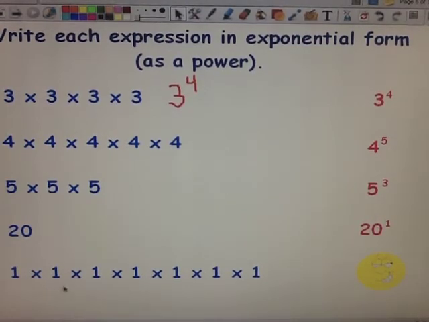And then 1 times 1 times 1 times 1 times 1 times 1 times 1. That's a lot of 1s to be saying and a lot of 1s to be writing. So let's shorten it. 1 to the 7th power. 1 is the factor that's being repeated. There are 7 of them, so 7 becomes our exponent.